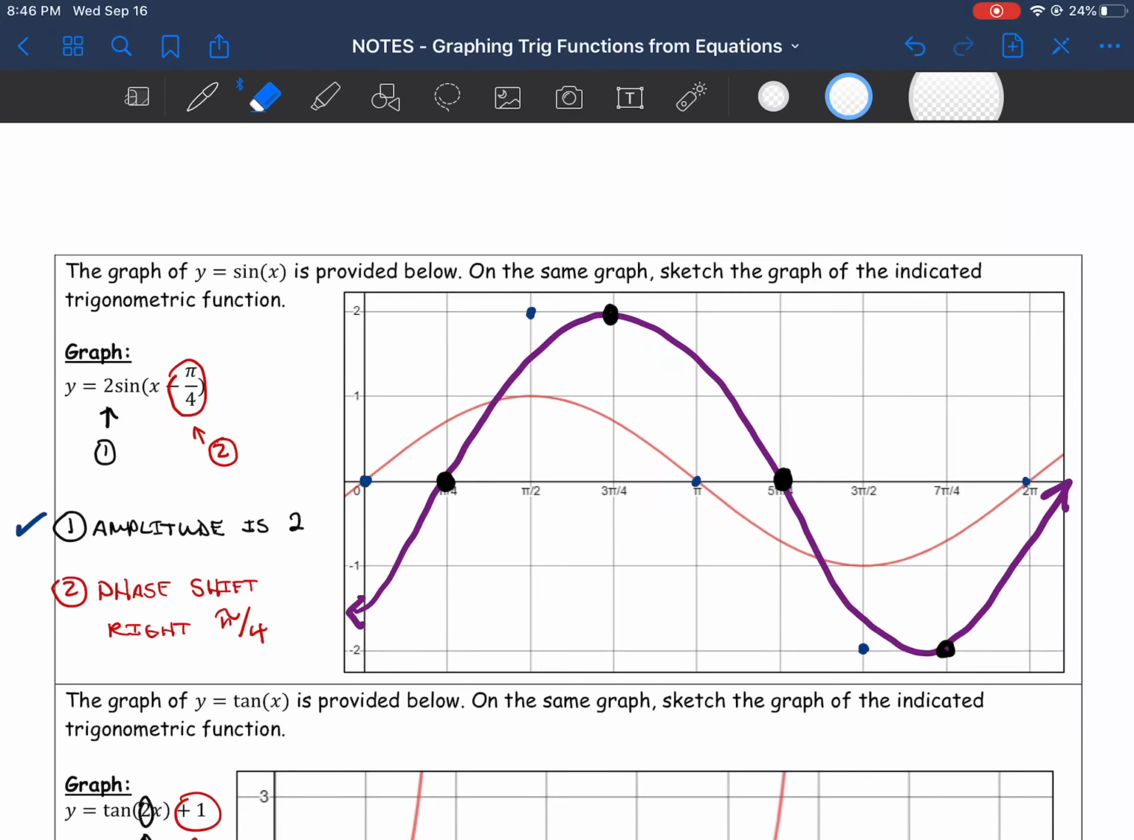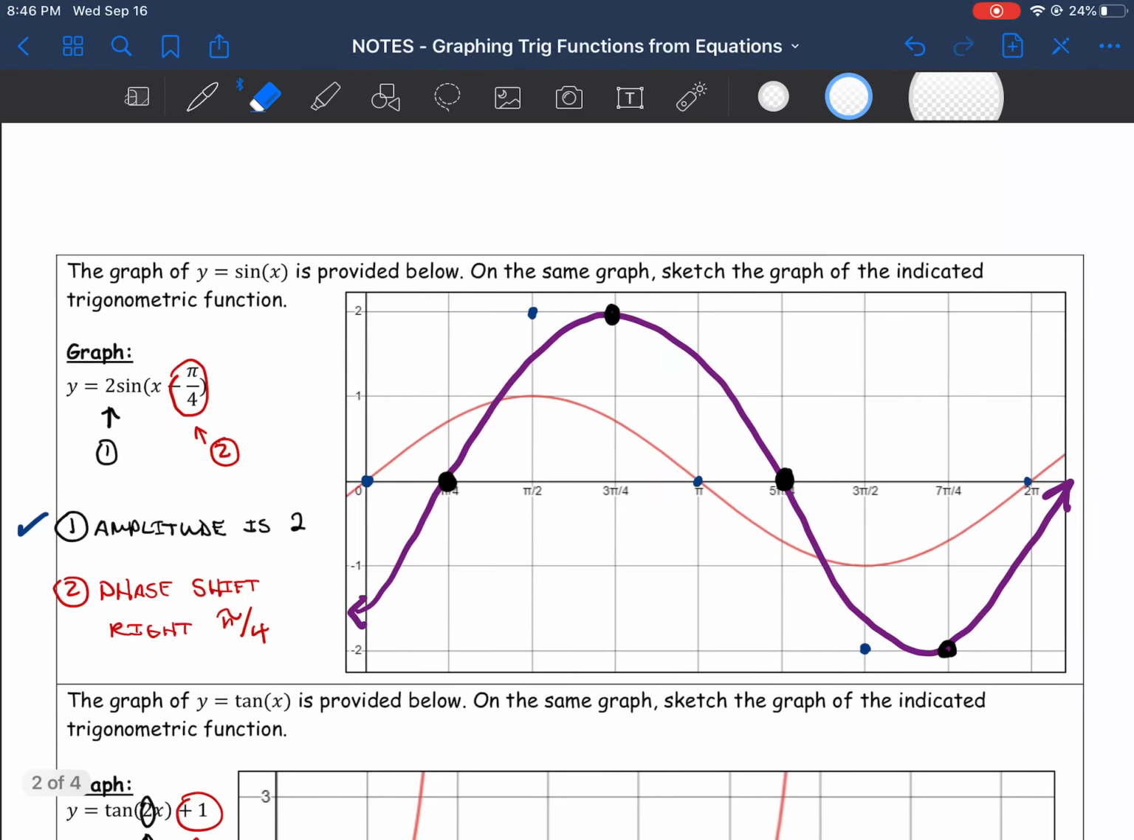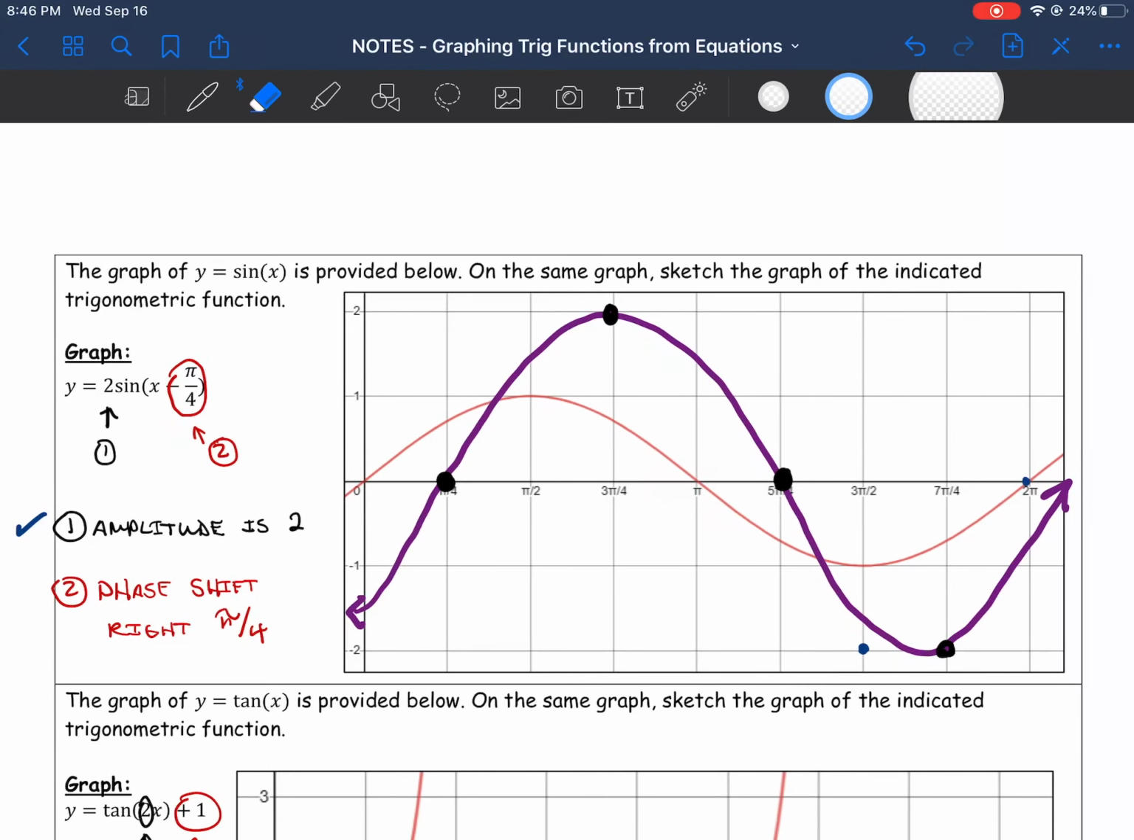Just to make the graph look a little neater, I'm going to erase any extraneous points that we don't really need. Those were guiding points to get us to where we needed to be. Now, one of the things that's going to be incredibly beneficial to us is to check our answers with some kind of graphing tool, primarily Desmos.